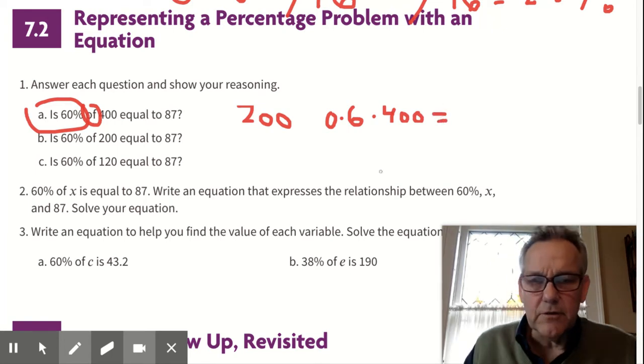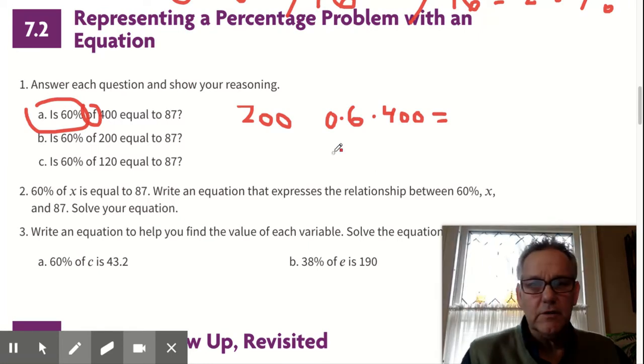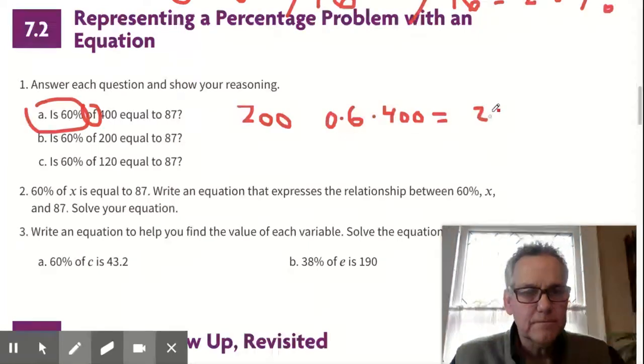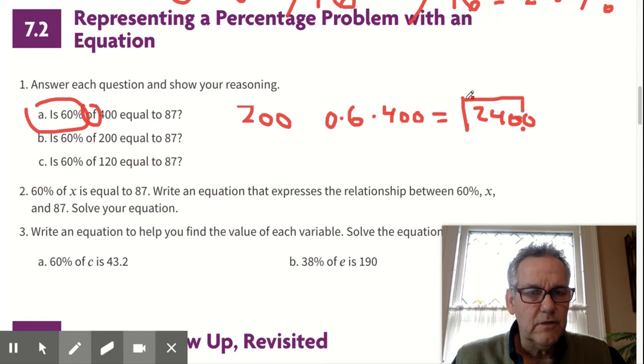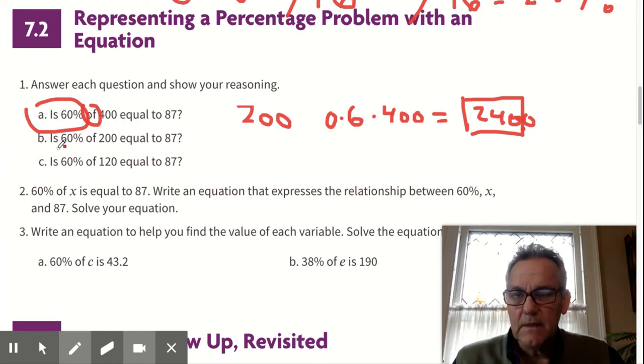0.6 times 400. Well, 6 times 4 is 24. And then, of course, I factor back in my 2 zeros. Really, it's 100, right? And then I have one decimal position here. So this tells me that 240 is 60% of 400, so not 87. And the next question is, is 60% of 200 equal to 87? Well, again, 50% of 200 is 100, so it's still too big.